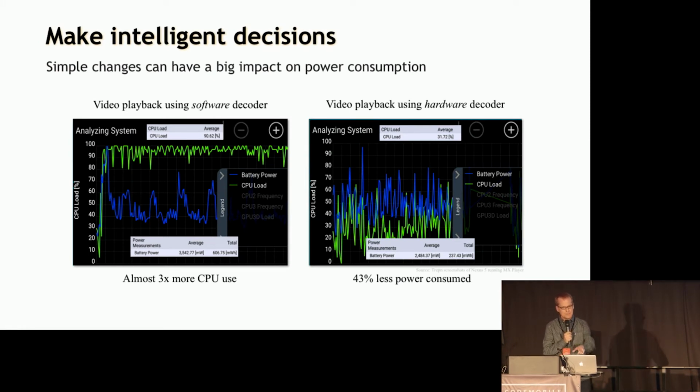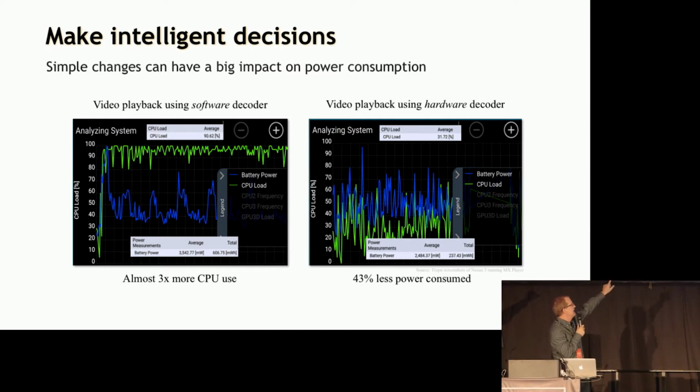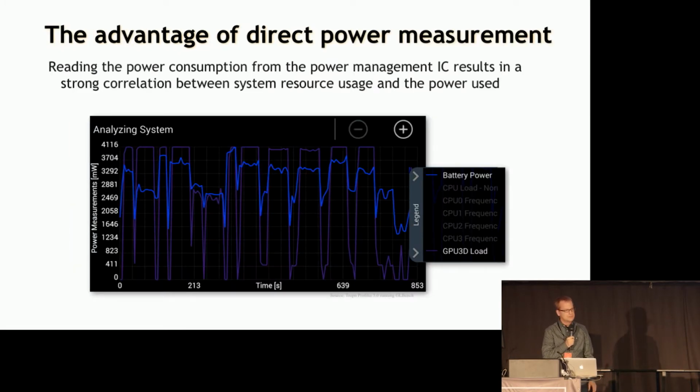Well, first of all, I want to talk about different approaches. So here, I've got a video player app decoding a 4K video. And in the first plot, this is an old version of Trepn, I'm using software decoding. And on the right side, I'm using a hardware decoder. And it's very obvious here which approach is going to be better for the battery life. The software decoder uses 3 times more CPU and 43% more power. So a very clear path in terms of which to go.